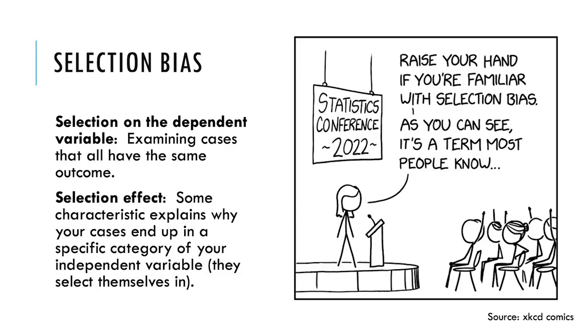Case selection is so important because it's one of the biggest sources of bias in research. When case selection goes wrong, it's called selection bias. The first problem is selecting on the dependent variable. Sometimes this just means forgetting to vary your outcome.